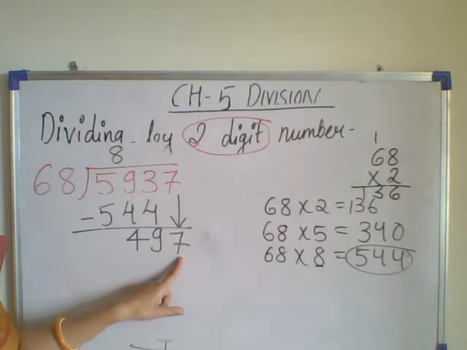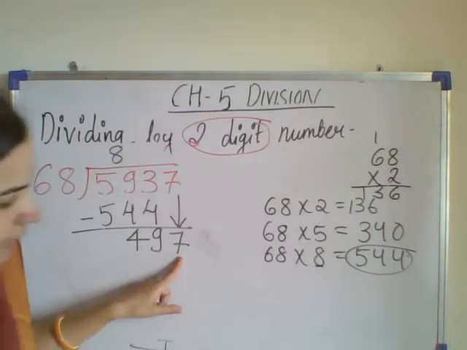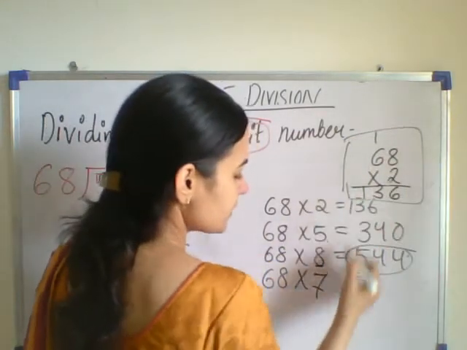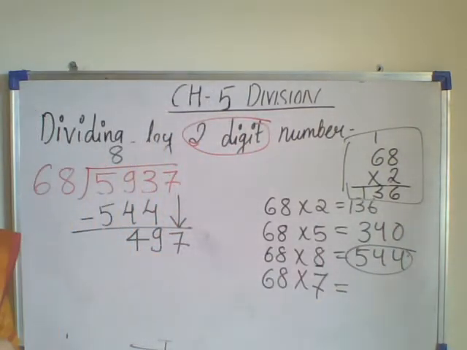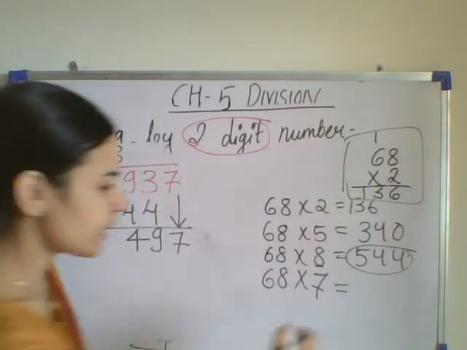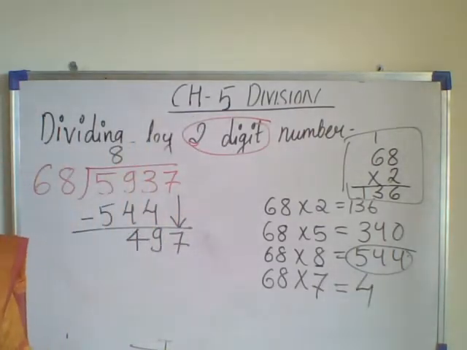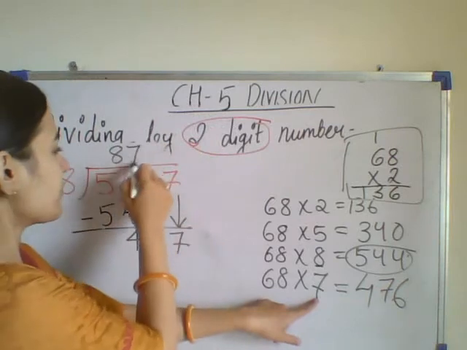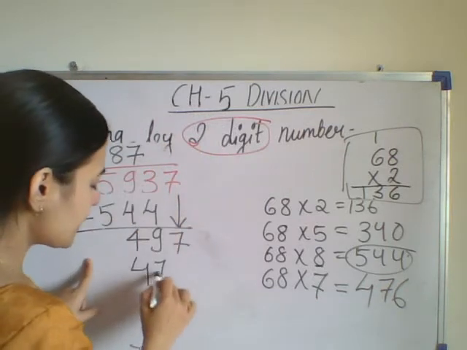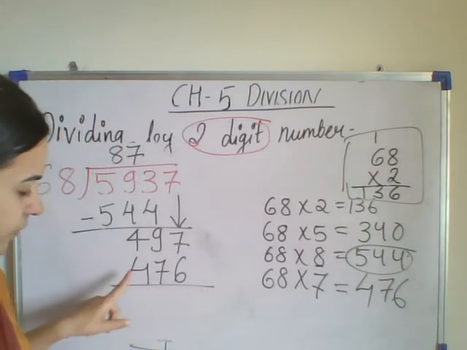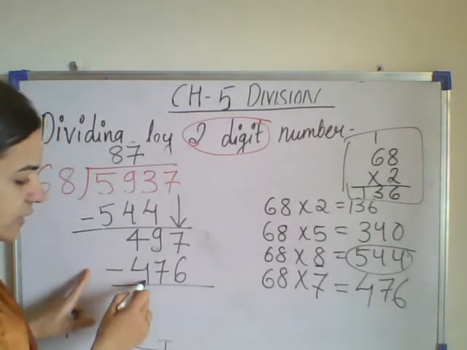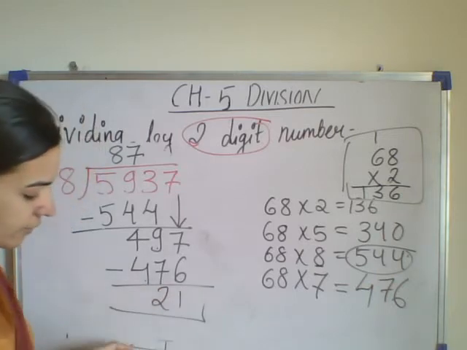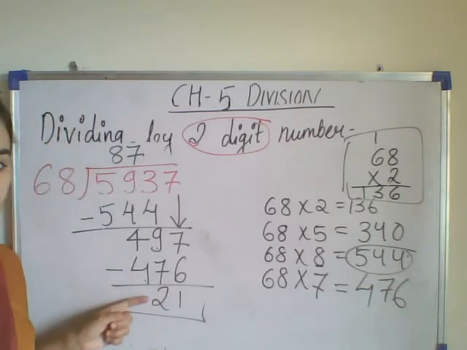Now 68 multiplied by 7. If you multiply 68 by 7, you will be getting 476. So I am writing here 7 as the quotient and here 476. Now you have to subtract 476 from 497. So you will be getting 21 as the remainder. 21 is the remainder.